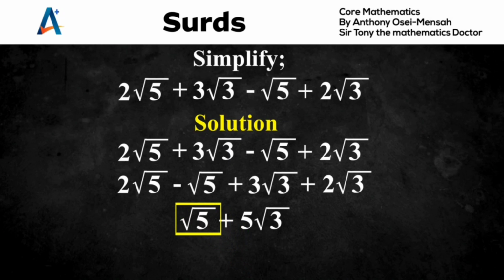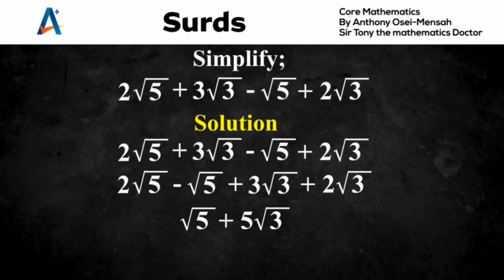So since here is square root of 5 and this is 5 square root of 3, we can't add them, not because of the number 5 outside, but because of the number 5 under the square root sign. The square root sign here has 5, and the square root sign here has 3. So they are not the same. So they are unlike surds. Irrespective of this 5, still they are not the same. So since they are unlike surds, the answer remains root 5 plus 5 root 3.